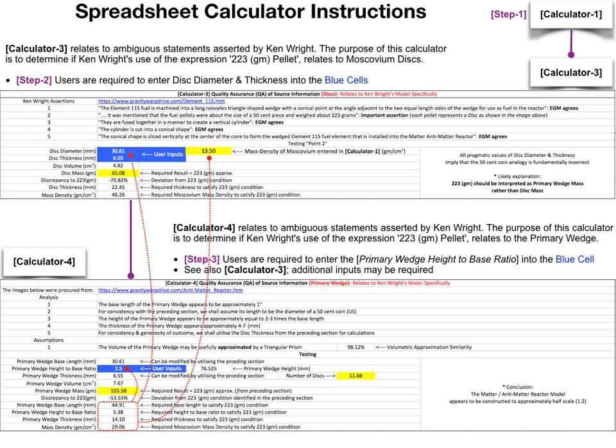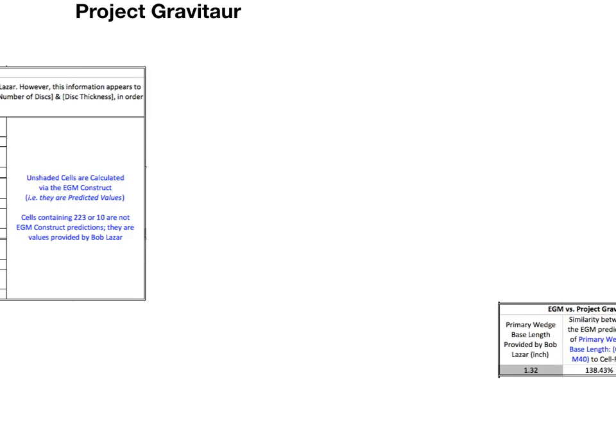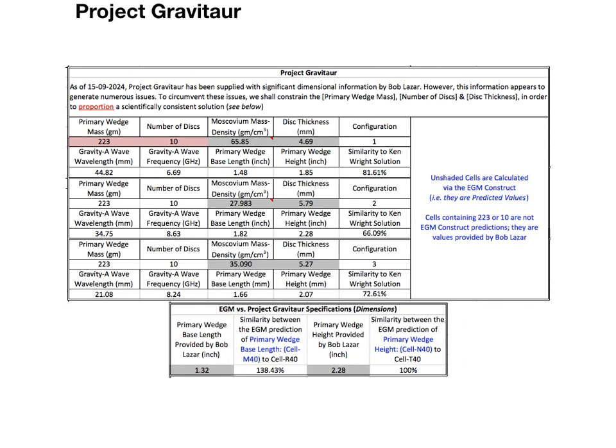Okay, let's now move on to Project Gravator. As of the 15th of September 2024, Project Gravator has been supplied with significant dimensional information by Bob Lazar. However, this information appears to generate numerous issues. To circumvent these issues, we constrain the primary wedge mass, number of disks and disk thickness in order to proportion a scientifically consistent solution. The grey shaded cells you see denote random number generation.